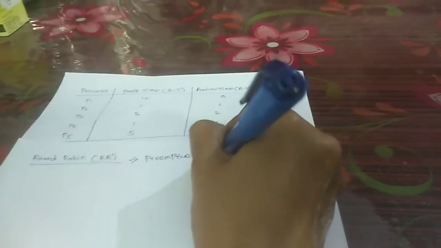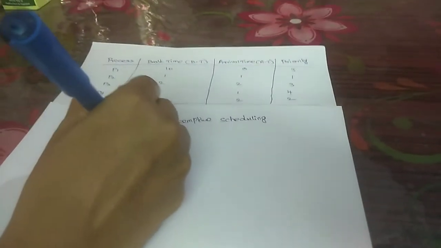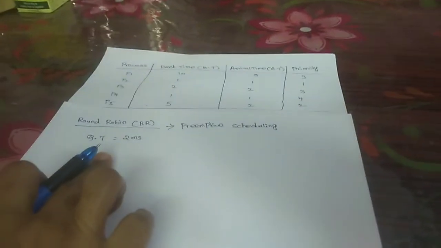It is purely based upon preemptive scheduling. It doesn't undergo non-preemptive scheduling. It is just quite opposite to FCFS. And we have a quantum time equal to 2 milliseconds. For every 2 milliseconds, it has to cut the execution. Okay, for this same problem, we are going to solve the round robin.